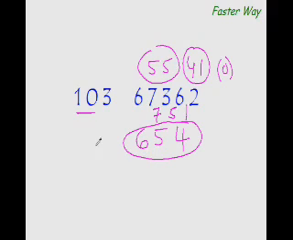Again it is based on the same logic that dividing by 103 might be difficult, but dividing by 10 is the simplest operation in mathematics, isn't it? So that would not be a problem at all. Now let's see more examples.